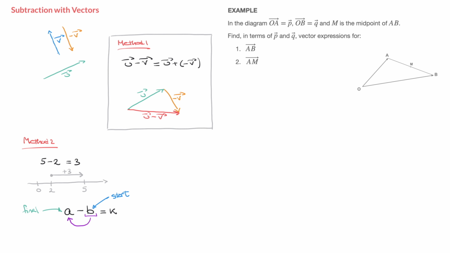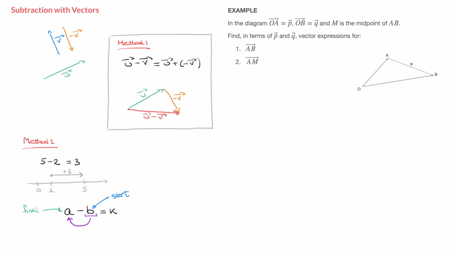And I'll say that again: when we subtract one number from another, the result we get tells us the path to follow on the number line to get from the number that we're subtracting to the number we're subtracting from. And as we're about to see, the same principle will apply when subtracting one vector from another.